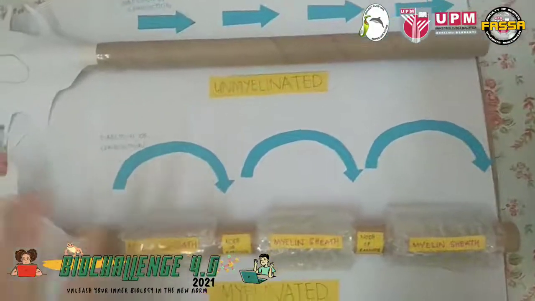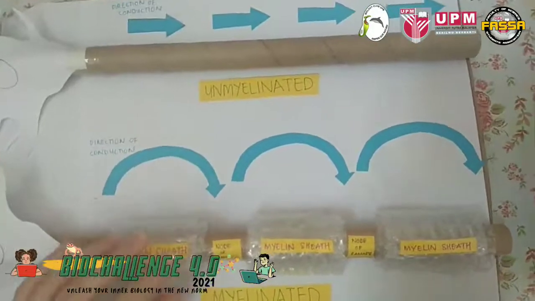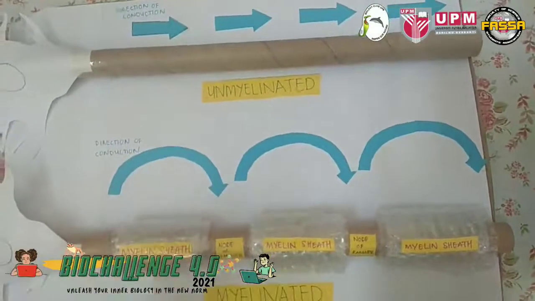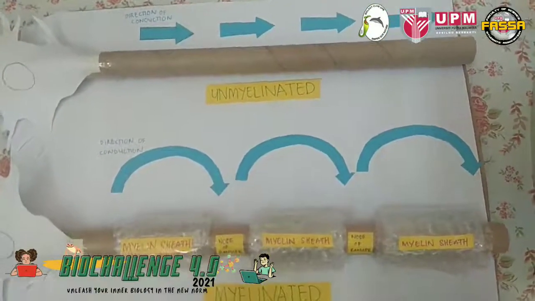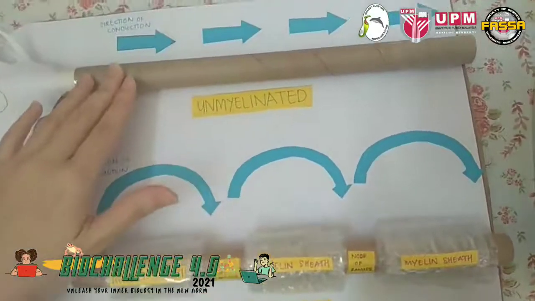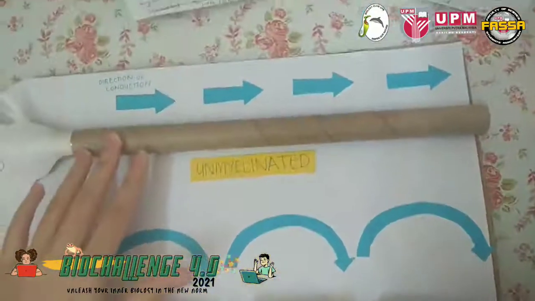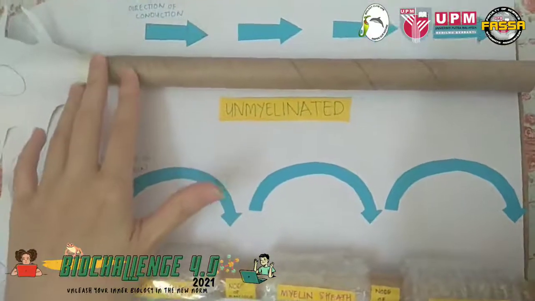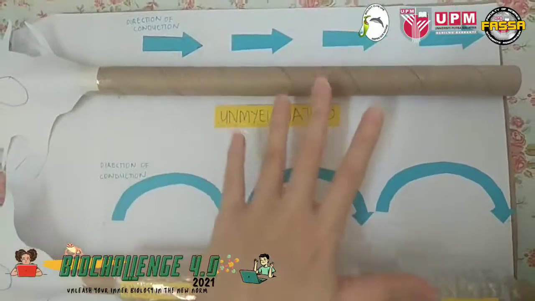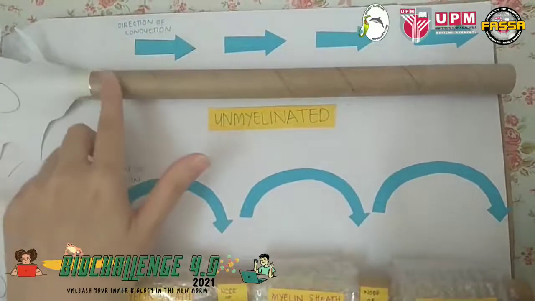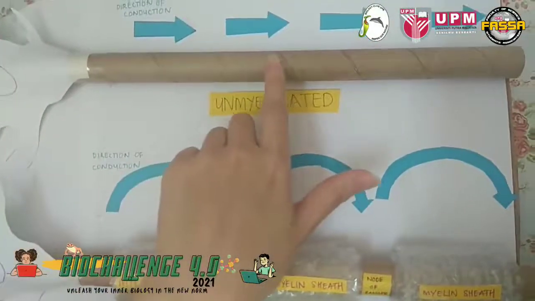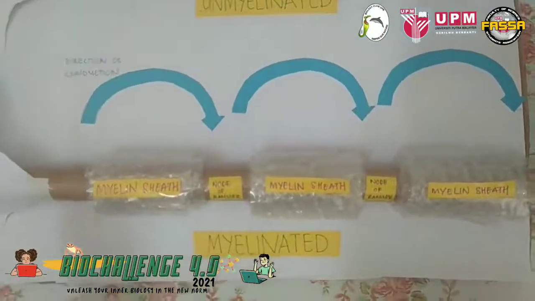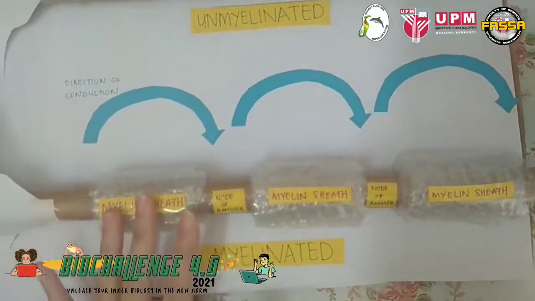So there are two types of conduction of impulse: continuous conduction and saltatory conduction. For the unmyelinated neuron, it undergoes continuous conduction. In this situation, the wave of depolarization and repolarization simply travels from one patch of the membrane to the next patch of membrane. Whereas the myelinated neuron undergoes saltatory conduction.